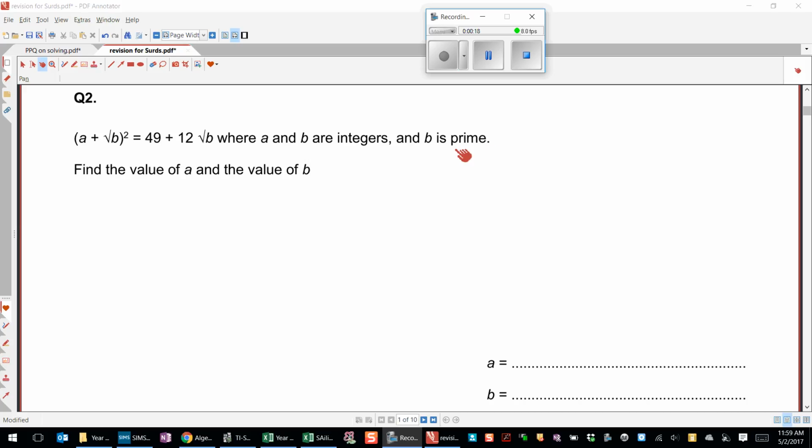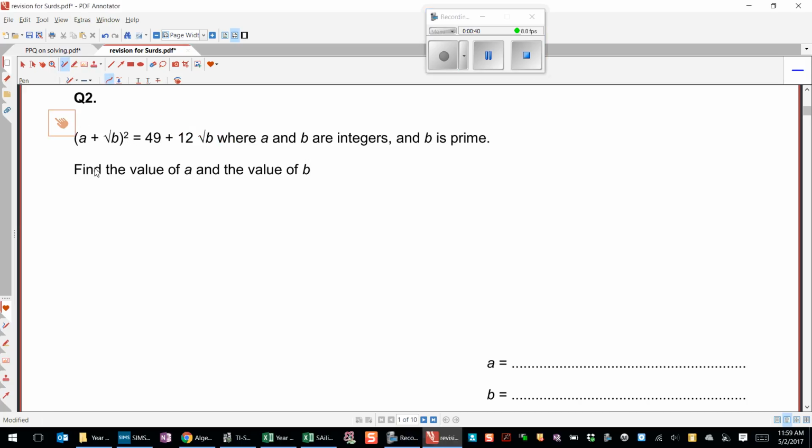It says b is a prime number. That's just because in the root, you know you're going to have a prime number, so a 2, a 3, a 5, a 7, or 11, or whatever. Just telling you. All right. We need to find the values of a and b in this way. So we look at this.